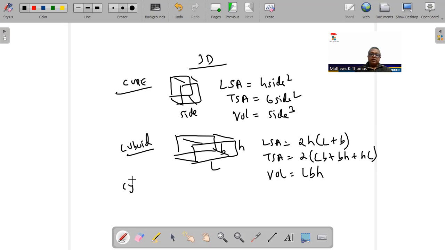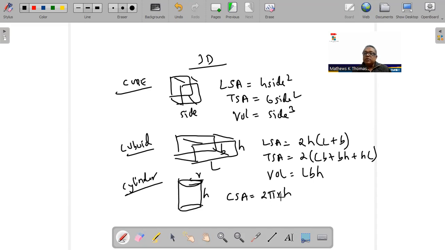And the third figure that we have to do is cylinder. Curved surface area we call, because here we say lateral surface area, here we say curved surface area because this surface is curved. So curved surface area will be 2 pi rh. Remember, pi will be 22 by 7 unless specified, or sometimes they will ask you to take 3.14. Otherwise, for all practical purposes, use pi as 22 by 7.